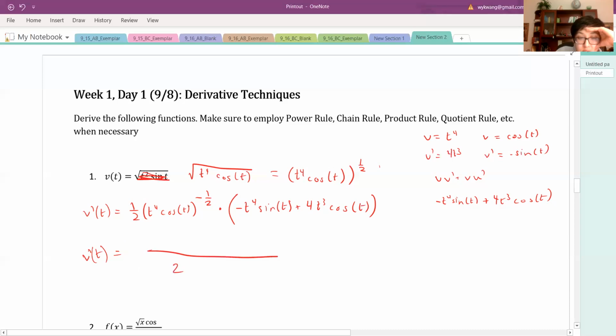Now t to the 4th cosine of t is to the negative 1/2 power, so we can bring it to the bottom. So t to the 4th cosine of t. And then it's to the 1/2, right? So that's the same as doing square root. That's a terrible square root, sorry. And then the top is still negative t to the fourth sine of t plus 4t cubed cosine of t. If you want to simplify it, that is what it would look like.